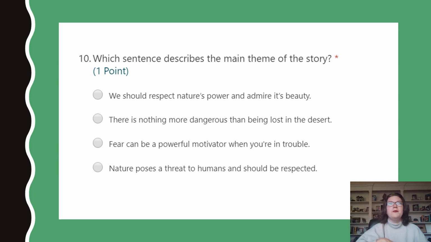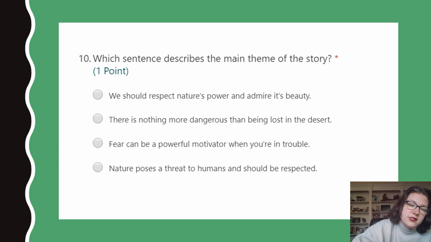So let's think about what happened in the story. Her car breaks down, so she has to walk through the desert, and she's really, really scared. But as she's walking, she's like, it's really not that scary. It's actually quite beautiful. So beautiful, in fact, that I want to come back here and look at the beauty again. We should respect nature's power and admire its beauty. Could be. There is nothing more dangerous than being lost in a desert. Fear can be a powerful motivator when you're in trouble. Nature poses a threat to humans and should be respected.